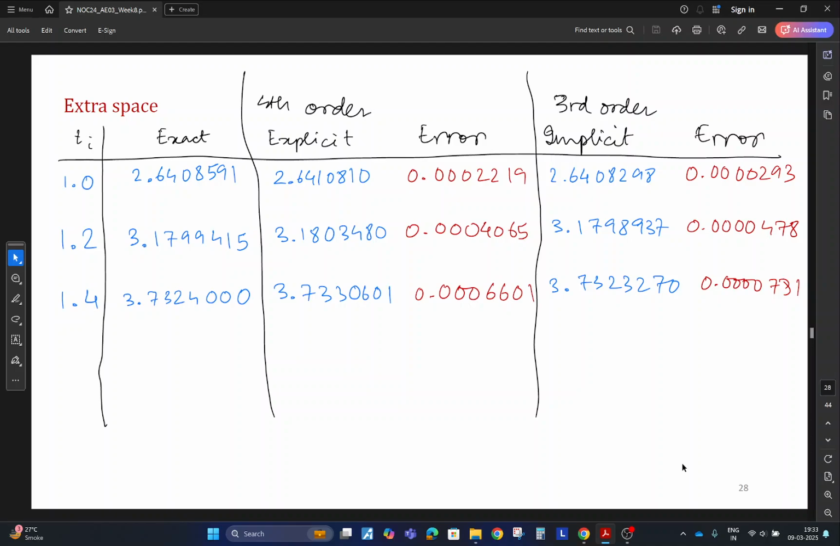And here we have tabulated the exact value of the function at a few time steps, and the value of the function approximated by the fourth order explicit Adams-Bashforth method and the third order implicit Adams-Moulton method. In each case, we see that the error of the third order implicit Adams-Moulton method is far smaller than the fourth order explicit Adams-Bashforth method, despite being one order lower, thereby saving computational resources.